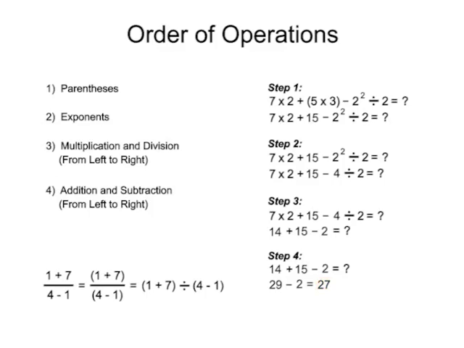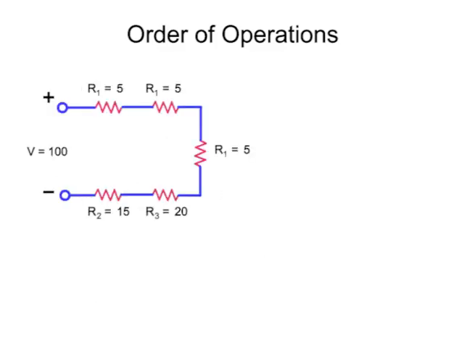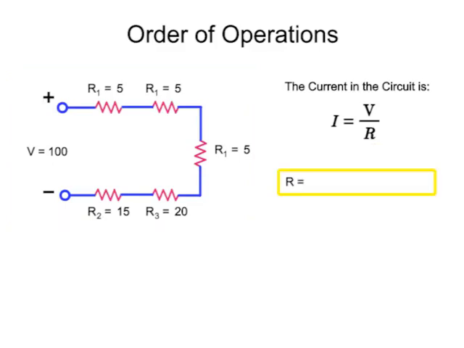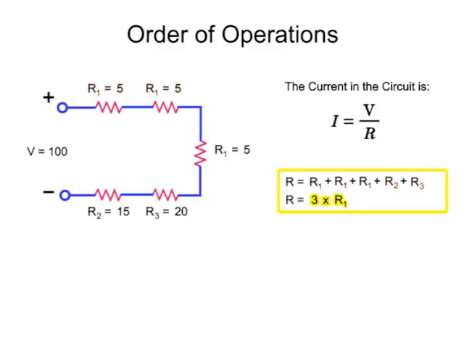Let's work an example. In electrical circuits, the current can be found by using the equation I equals V divided by R, where I is the current, V is the voltage, and R is the resistance. In this simple circuit, the resistance is found by adding all the resistors in series. Since 3 of the resistors are the same value, we can multiply 3 times that value and add this to the remaining resistor values to find the total resistance.